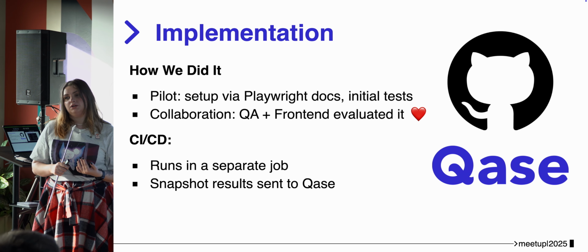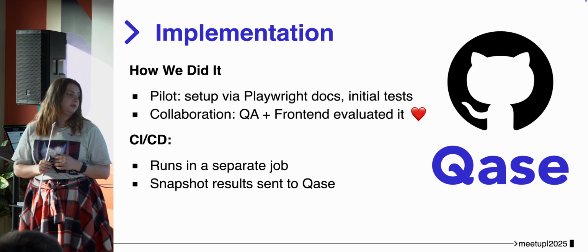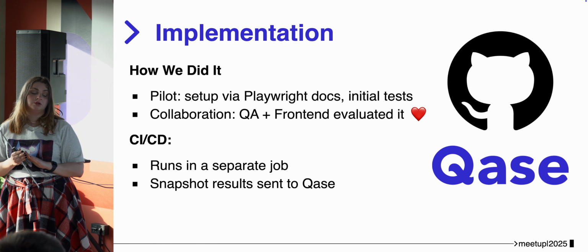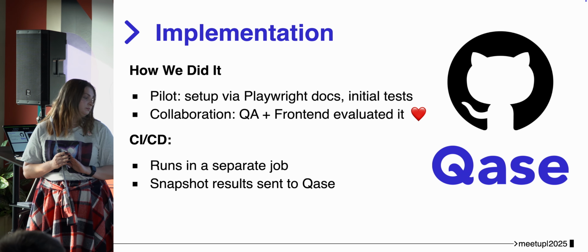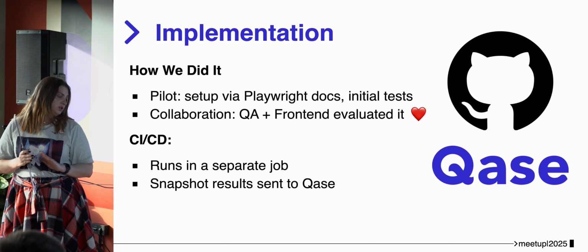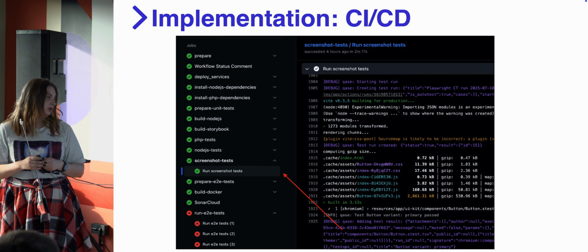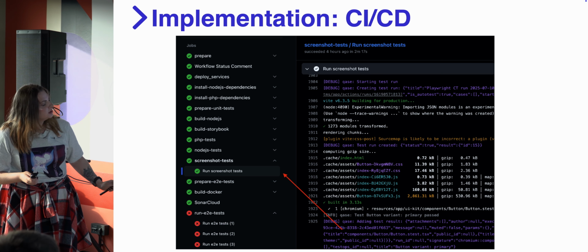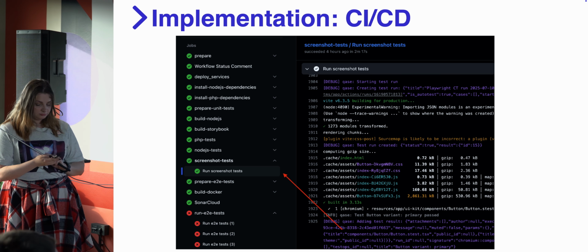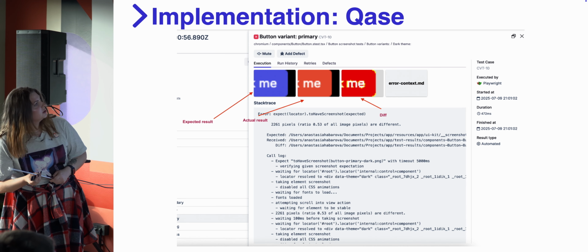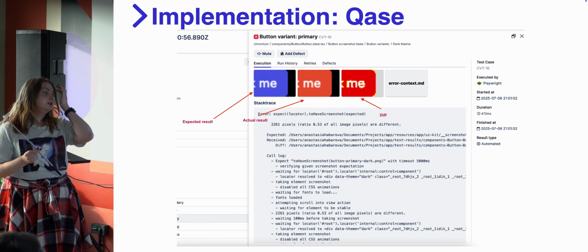And how we implement it into CI/CD. We dedicated a separate job in GitHub that triggers for each pull request, and we receive snapshot results in Qase. And here you can see the job in GitHub. And here you can see how we receive the result in Qase.